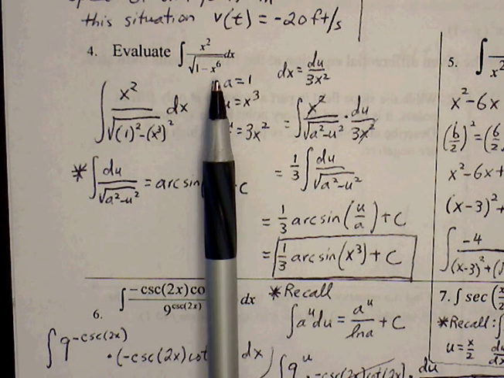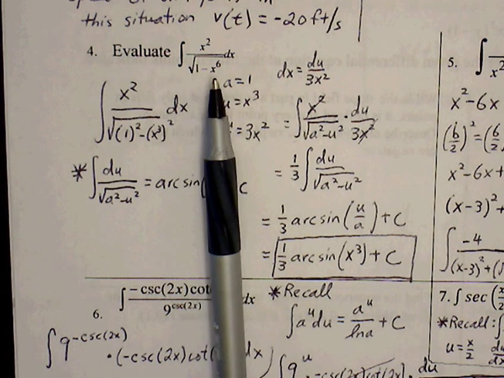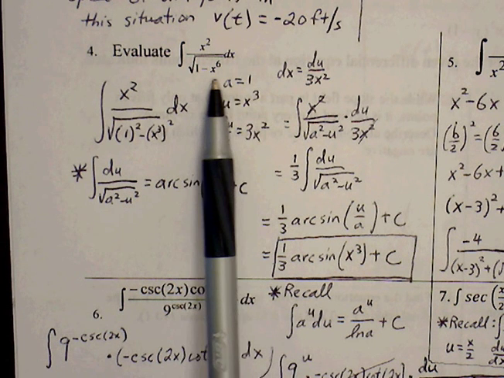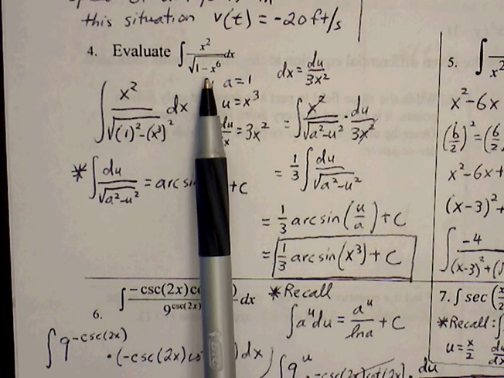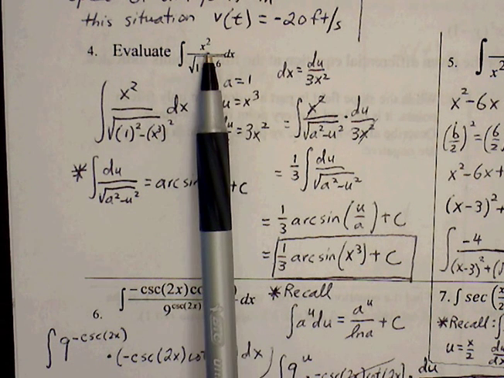Okay, so we look at this and we see, are we able to use the power rule? We can't. Can we split this up into individual terms? We can't. If we let the u value be the expression inside the square root, 1 minus x to the 6th, the derivative will not produce something that will cancel out with this x squared.